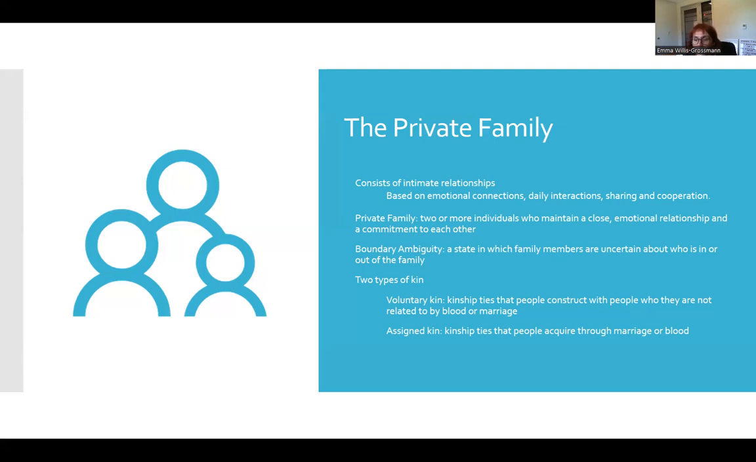Voluntary kinship is really valuable for people who do not have great relationships with their assigned kin. Research has found that LGBTQ individuals tend to construct voluntary kinships with select family members and friends if their assigned kin is prejudiced or unsupportive of them. And that's kind of where we get this term found family. There's lots of upcoming research on found families, but there's not a lot out there. This is a newer concept, but it is cropping up in family science.